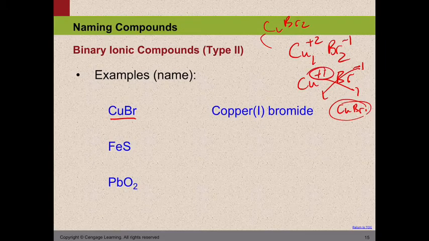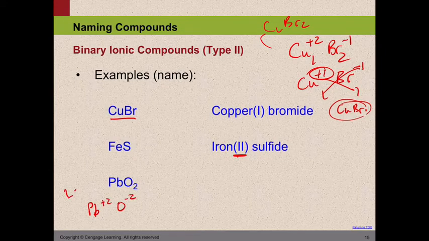Do the same thing for the iron, and sulfur is a negative 2. We will find that that is iron 2 sulfide. And we do the same thing for the lead. Now the lead can either be a 2, so it's either going to be lead Pb plus 2, oxygen negative 2, that's lead 2, or it's going to be lead 4, which is Pb plus 4, O negative 2.